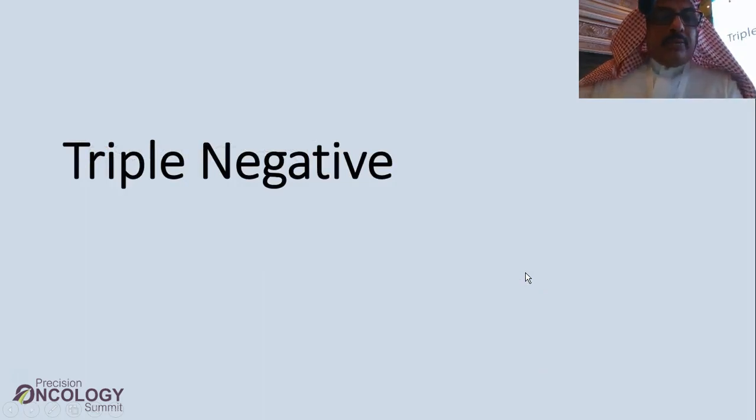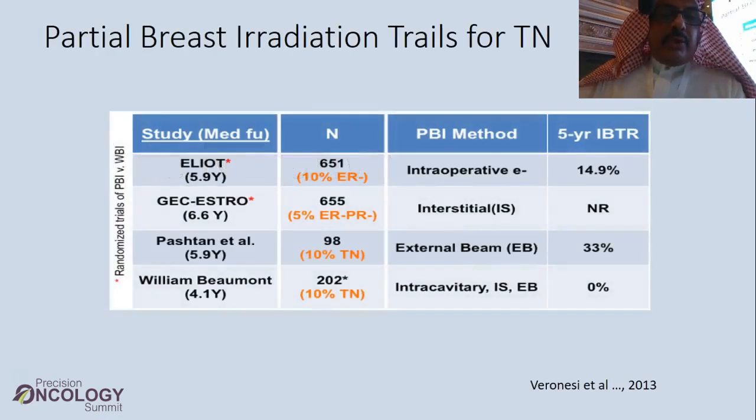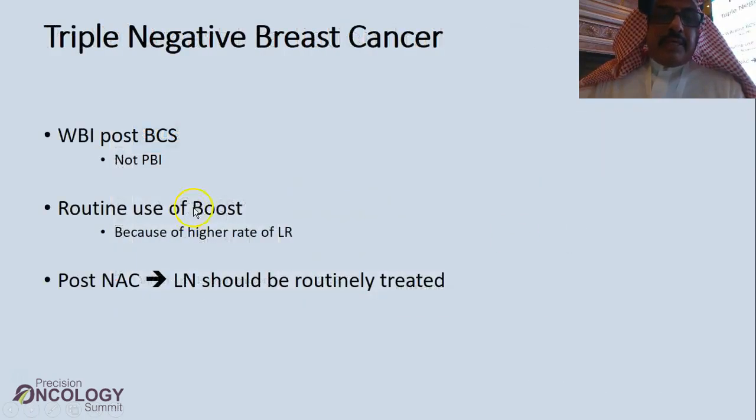So now we come to the really bad ones in terms of local control, the triple negative. Even in this group of patients, when you look at the data of partial breast irradiation, they did a sub-analysis for the patients who had triple negative, and they found the local recurrence was high. So they are not a suitable group for partial breast irradiation. For triple negative breast cancer, you should not give partial breast irradiation. You have to do whole breast irradiation.